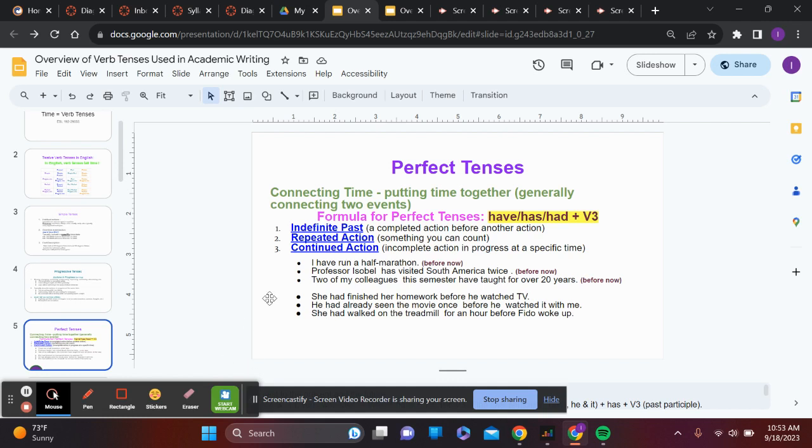So for the first action, you will use past perfect. He had already seen the movie once. First, he saw the movie, then he watched it on TV.